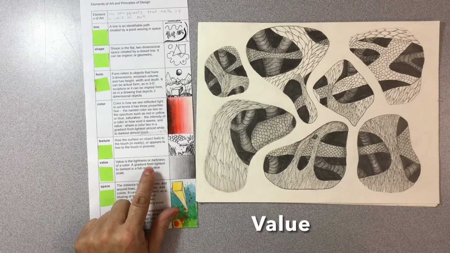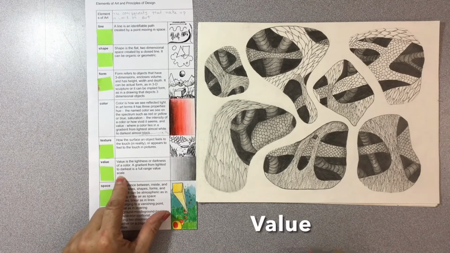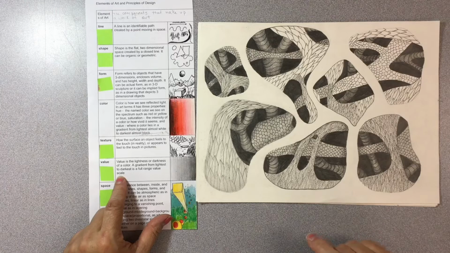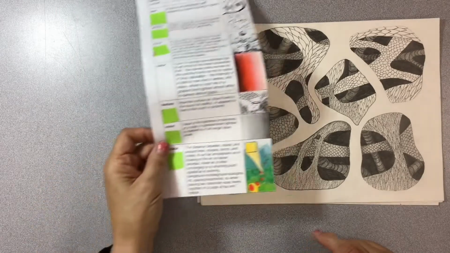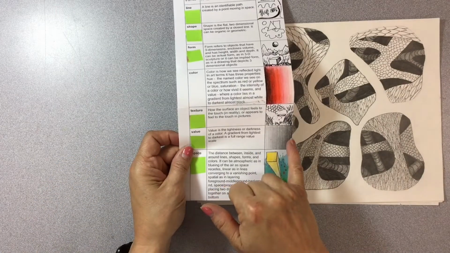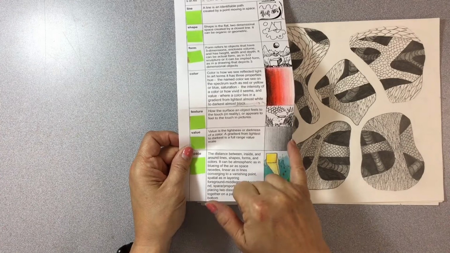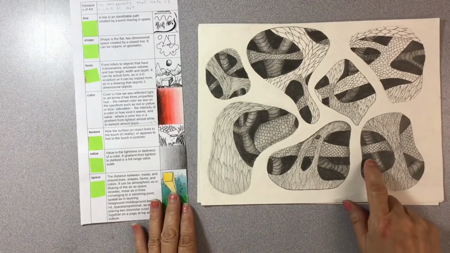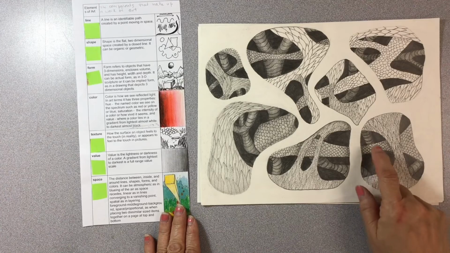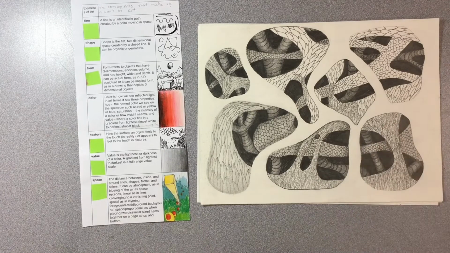And value is the lightness or the darkness of a color, right? A gradient from lightest to darkest is a full range value scale. And here's a little demonstration of the lightest light to the darkest dark. And that's what we have captured in the different layers of our drawing.